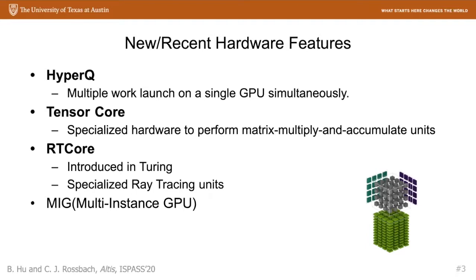The MIG, which stands for multi-instance GPU, introduced in A100, allows a single GPU to be partitioned into separate instances and provide multiple users with separate GPU resources. Each instance has separated and isolated paths through the entire memory system.